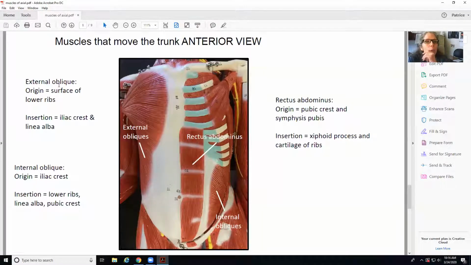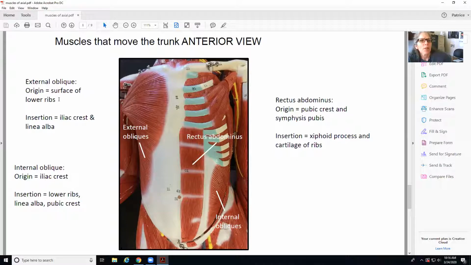The other two are obliques because their fascicles run to the sides, or run sideways, not straight or across like the transversus. The external oblique is shown here, running on the outside, with the internal underneath it. They have very similar insertions because they all compress. Even the transversus has an insertion on the linea alba, this white line we see down here, and often on the iliac crest or the pubic crest. So this allows them all to have the same action.